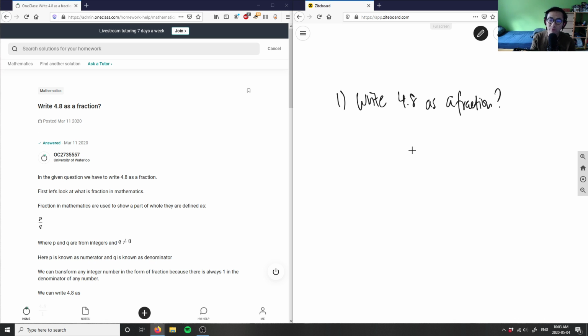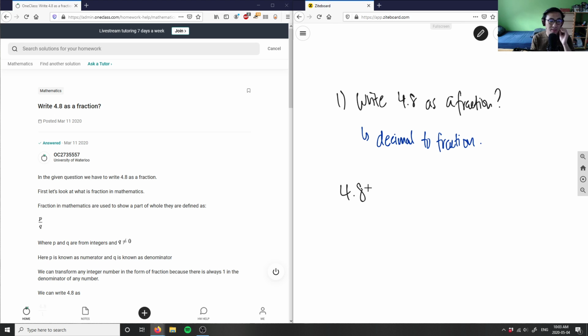So we're converting from a decimal, because as you can see we have a decimal point on here, to a fraction. So basically we're going to convert a decimal to a fraction. How do we do that first? If I'm given 4.8 as my decimal, I could rewrite this as a mixed fraction first, right?